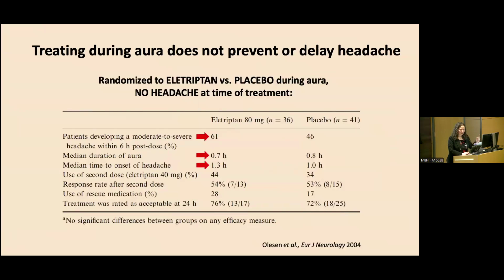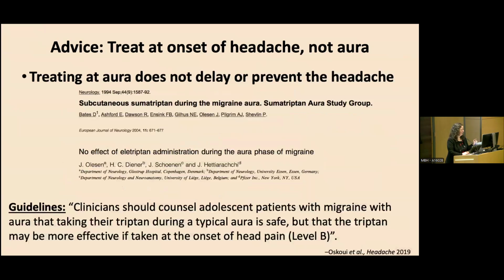For whatever reason, and we'll talk a little bit about why that might be, treating at aura doesn't seem to be useful. So it doesn't seem to delay the headache phase, and it doesn't seem to make the headache phase less likely to happen. This is a trial where elatriptan was compared to placebo. There's two studies that have shown the same thing, sumatriptan and elatriptan. Both, when given during the aura phase, don't seem to be helpful.